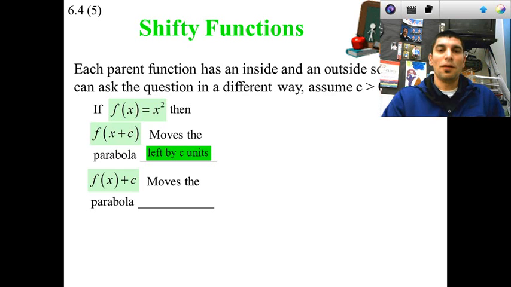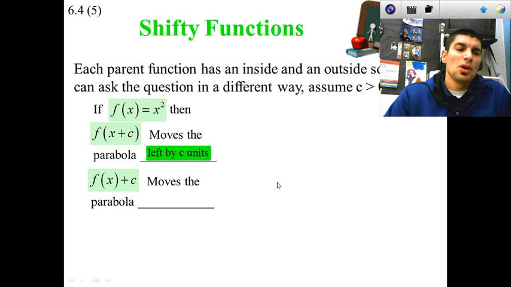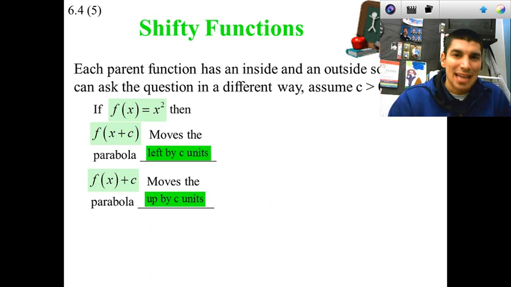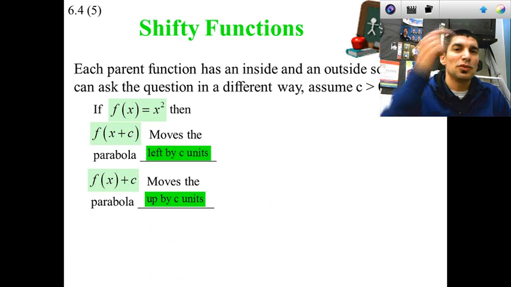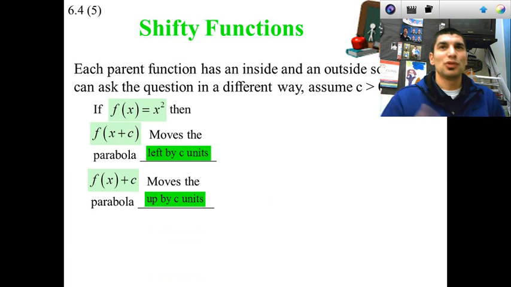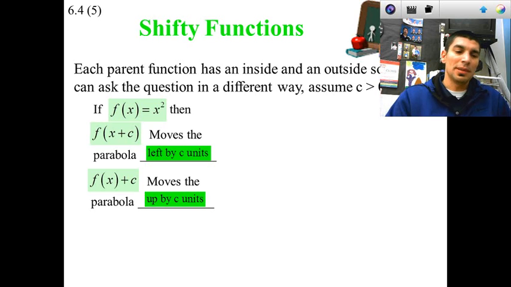Hopefully you all agree. Notice this is outside. It's going to move it up by c units. What I can think of it as is it's the same stuff that you were doing on the previous slide. We're doing this after we do the parent function. So I'm hoping that makes sense to you. Let's try another one.